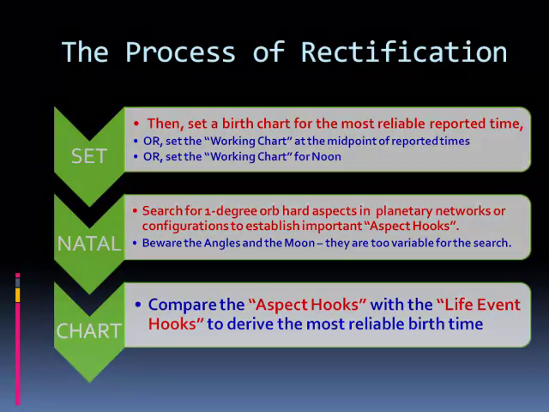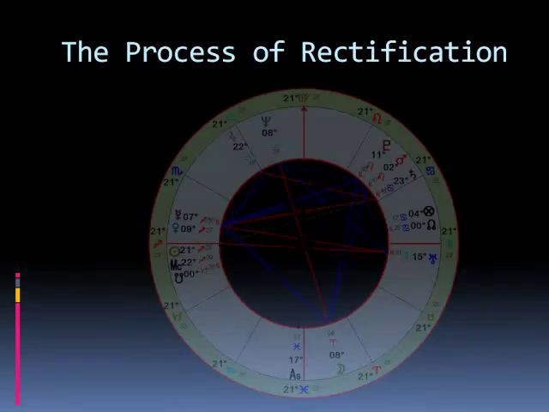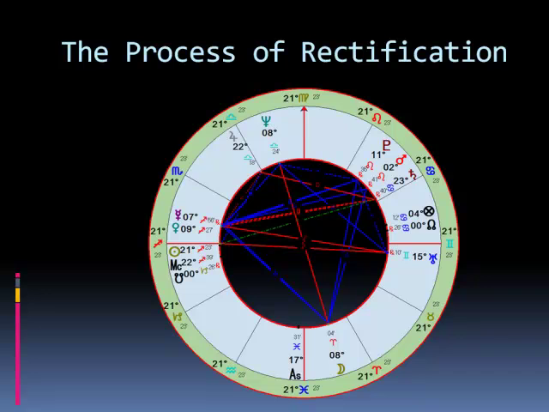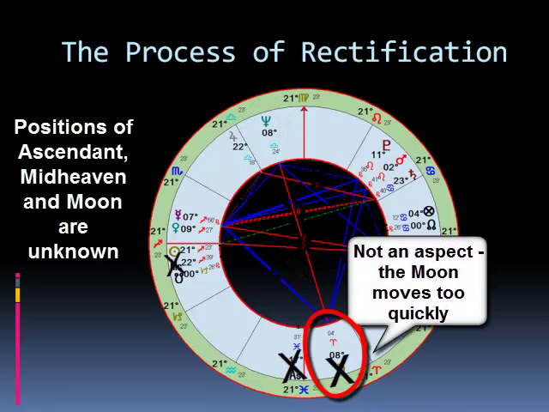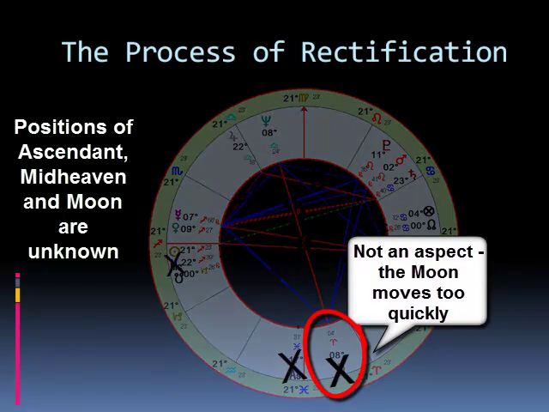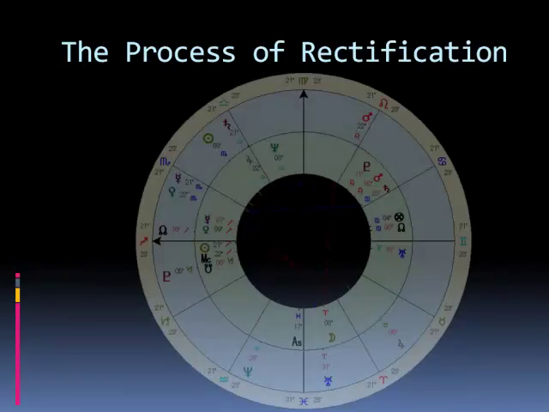What we're looking for in the first go-around is a search for close 1-degree hard aspects in planetary networks or configurations which will establish important aspect hooks, with the idea that when one planet in the network or configuration is activated, so are all of the others. At this point, you have to not include the angles or the moon. They're too variable for the initial search, and indeed, that's what the astrologer is looking for.